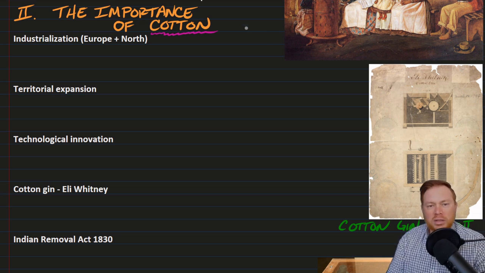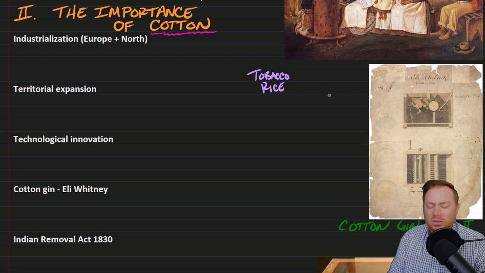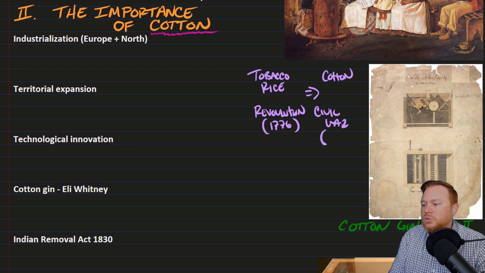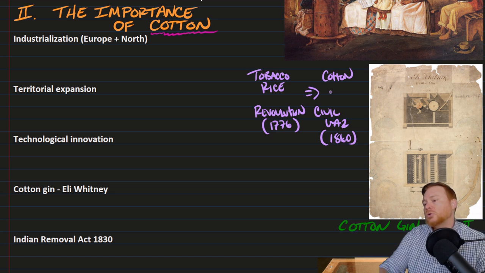So, what allowed this transformation to take place? A simplified way of measuring the American economy is that, if you look at the time period of the Revolution, for example, so this would be 1776, primarily the commodities that were grown and exported in the South consisted of tobacco and rice. Those were the two major crops. By the time of the Civil War, which is 1860, it's cotton.